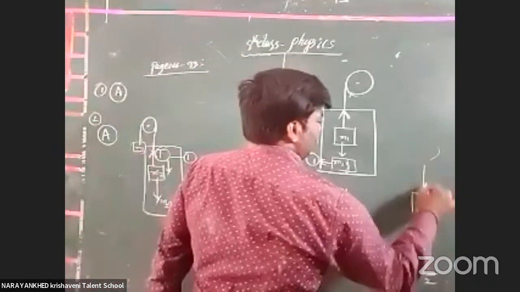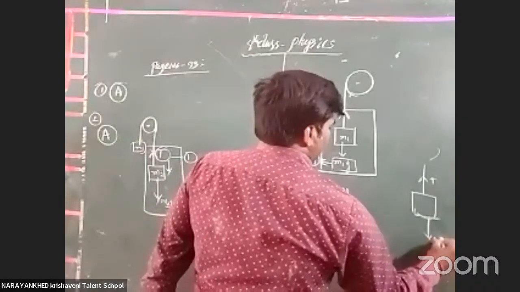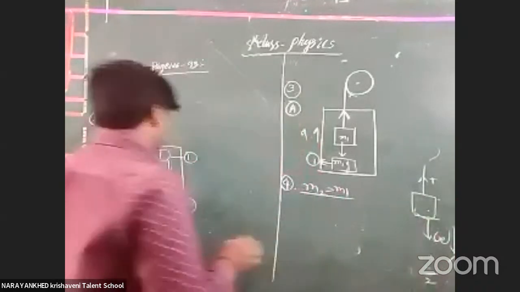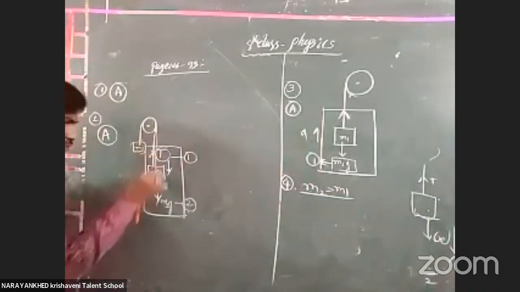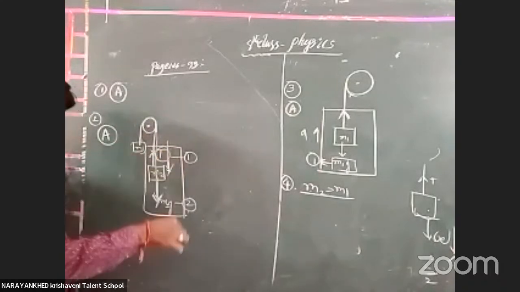There is one tension force working here, and the other, the weight W, is working in this direction. But it is not given like that. In this particular case, M2 only comes downward, and our tension force is also working in this direction only.